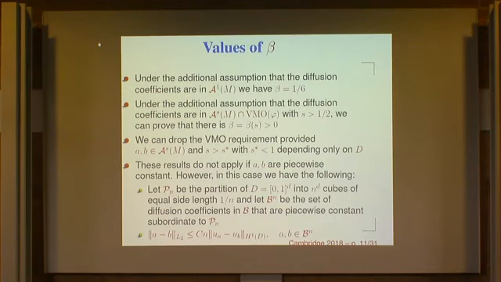Okay, here's some discussion about the values of beta. You can already see it's not optimal in some sense. Well, if the diffusion coefficients are in H1, then I can prove beta is 1/6. If the diffusion coefficients are not in H1 but in HS for S less than 1, then I start losing. I lose something in the beta.